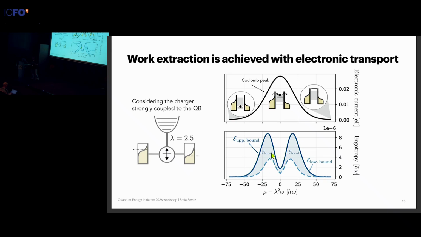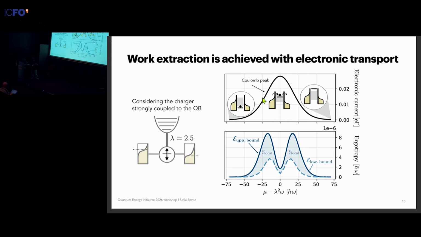Now, if we go to the bottom to see what happens to the battery, the harmonic oscillator, the dashed line here is the lower bound, and the solid line is the upper bound. So in the two limits where the electronic current is 0, so the electron is either stuck or there is no electron in the quantum dot, we see that there's zero ergotropy.